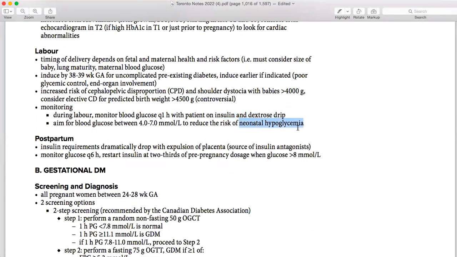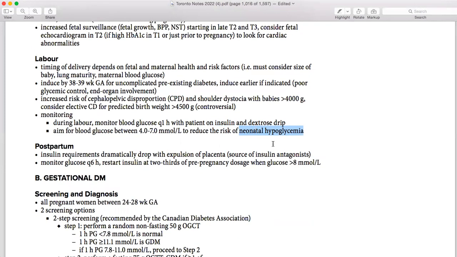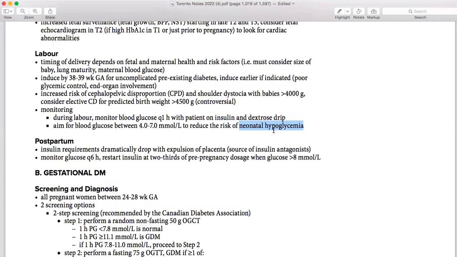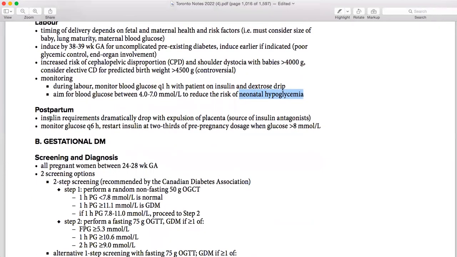This little word, I don't know how to say it, but these two little words carry so much weightage that you need to remember them, and you cannot just enter the exam without knowing that a diabetic mother has neonatal hypoglycemia. Okay. Then comes the postpartum.